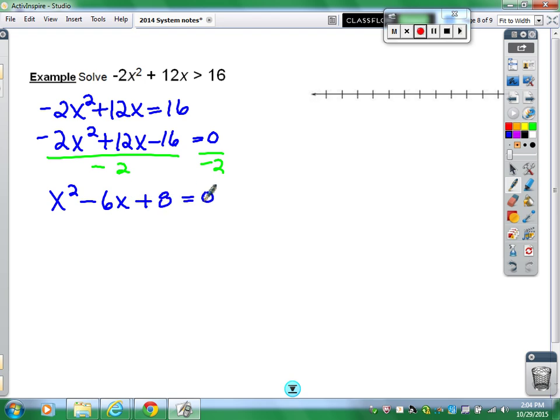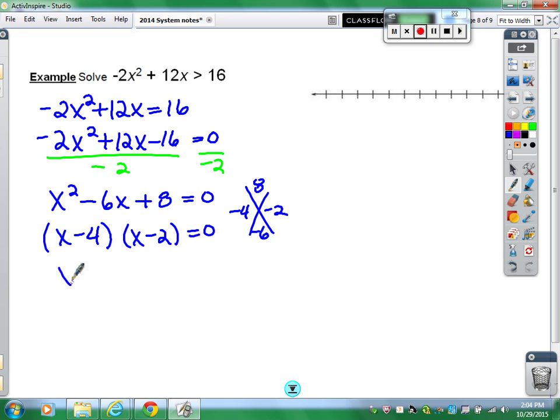All right, I'm doing all this to find my critical value. So I want to factor what multiplies to give you 8, but adds to give you -6. So -4, -2. So since my lead coefficient is 1, I can go straight to my factors. Use the zero product property. So x is equal to 4, x is equal to 2.